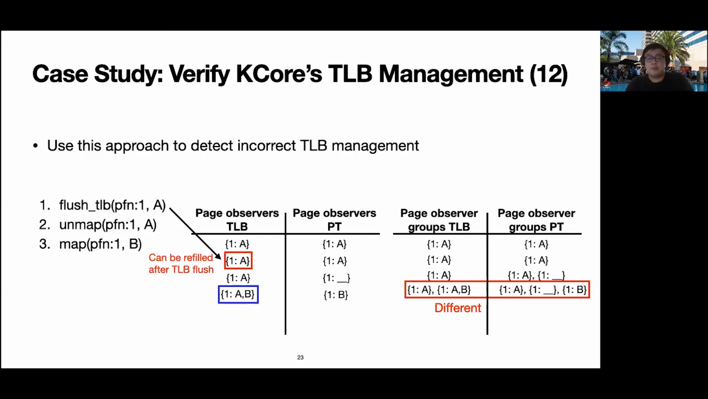We can also use this approach to detect incorrect management of TLBs. Consider the buggy example that we discussed earlier. Since the TLB was not flushed after the unmap, both VMA and VMB can observe PFN1 using the TLB, so they are included in the page observers for the PFN through TLB. The resulting page observer groups for TLB are different from the ones for page table. This allows us to detect the bug.